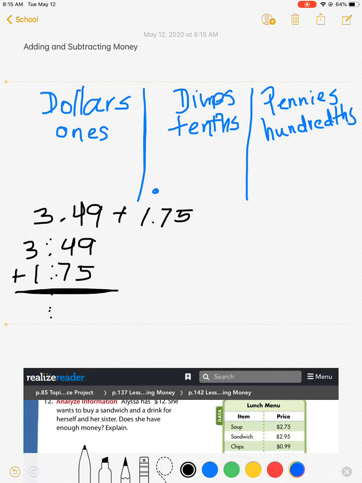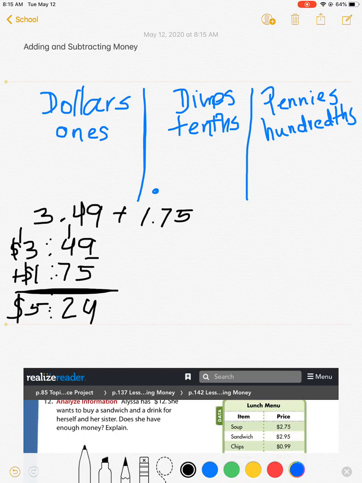Where do we start adding? We start adding over here in the pennies, in the hundredths place. So we add the 9 plus 5, which is 14. And 4 plus 1 is 5. 5 plus 7 is 12. 1 plus 3 plus 1 is 5. So we have a total of $5.24.